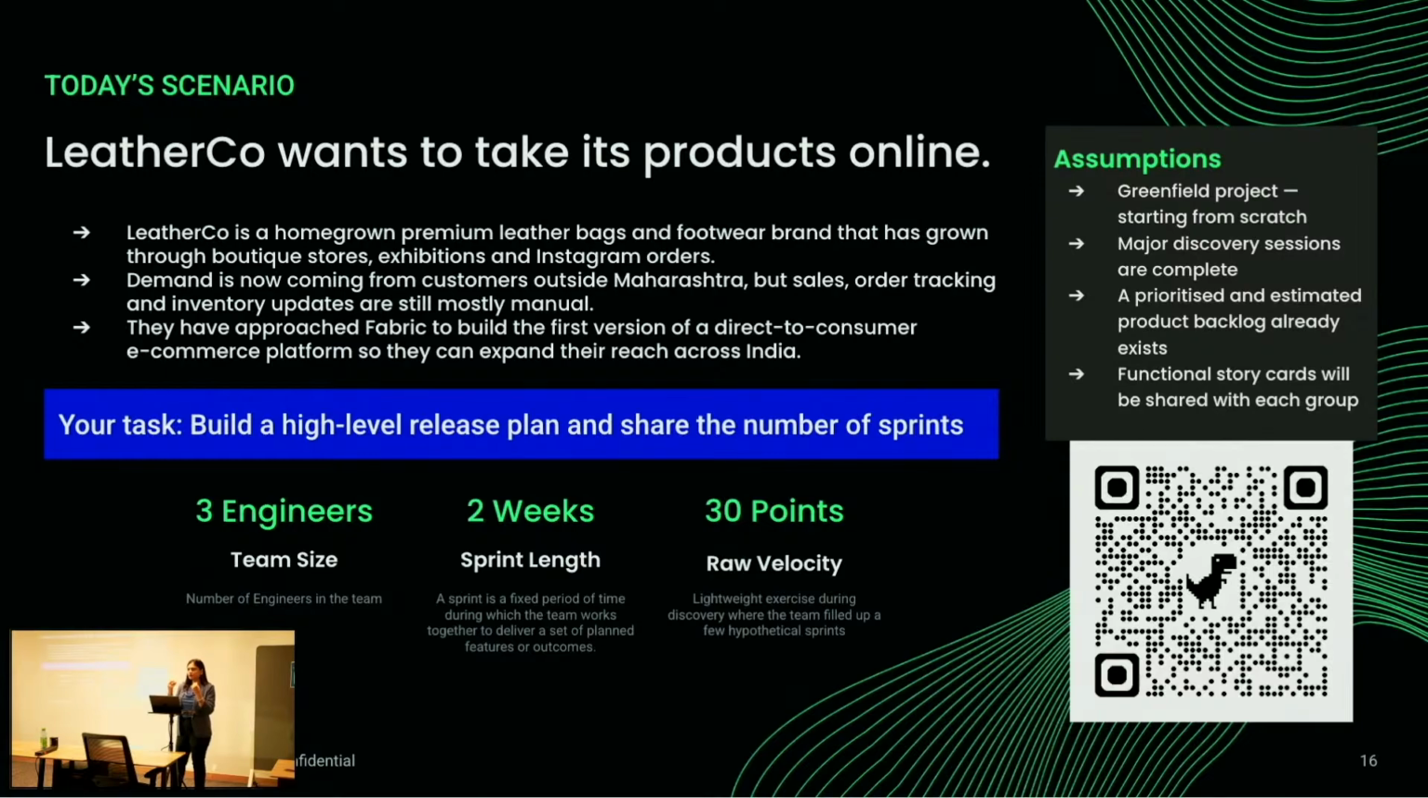And we did a raw velocity calculation, which is effectively an exercise that we do during our inception and discovery, where we get a few developers and we do mock sprints with them. We tell them to fill up a sprint, hiding the story points, of course, and then we reveal the amount of story points they think they can complete in a sprint. We take a few hypothetical sprints and take an average of that. Based on that exercise, we have identified that it's 30 points. That means the team together can deliver 30 points if they are working at total capacity.